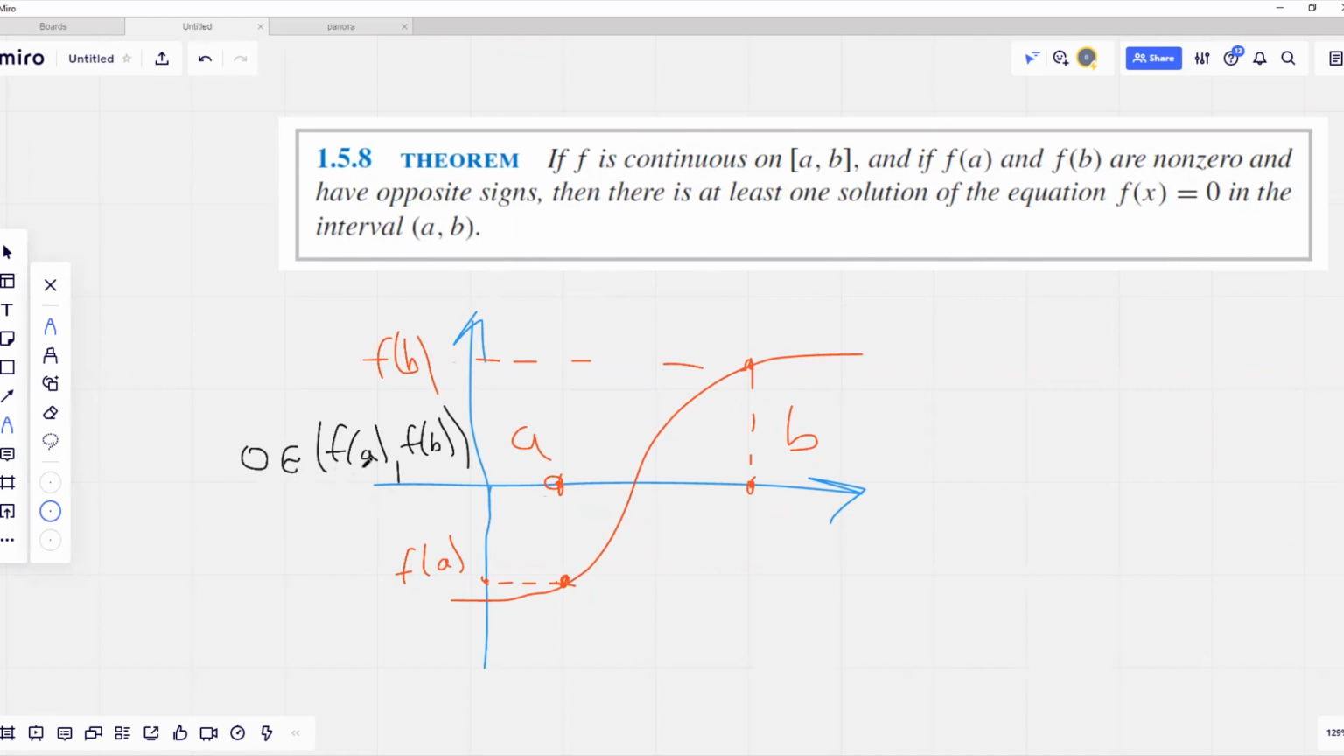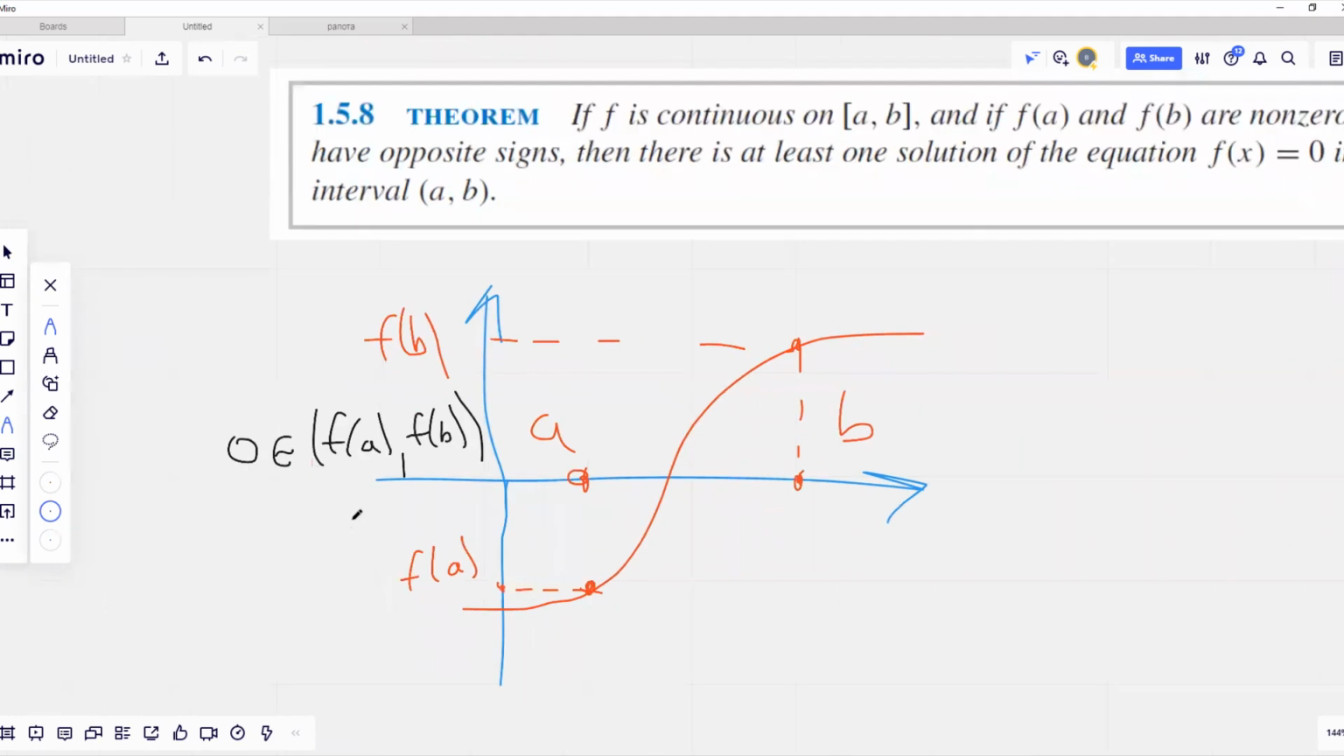So when 0 is in that open interval, according to the intermediate value theorem, the horizontal line y is equal to 0 is going to intersect our function f of x on the closed interval from a to b at least once. So this interval is not closed anymore, since we said that f of a and f of b are non-zero.